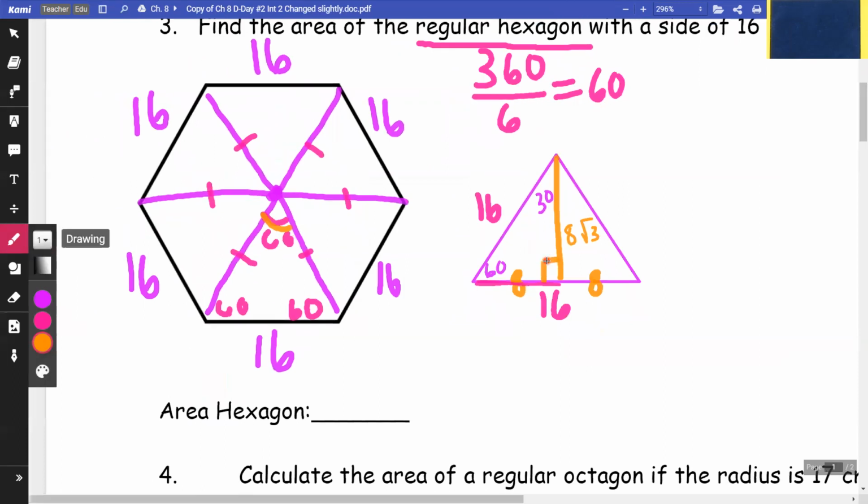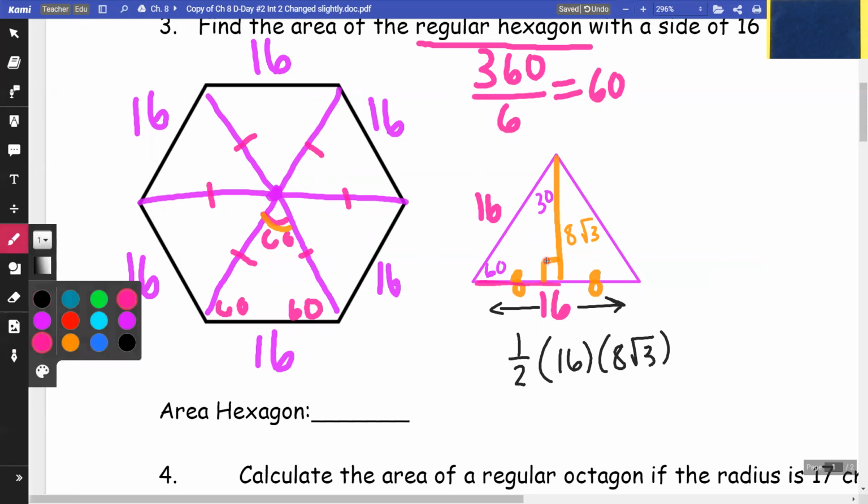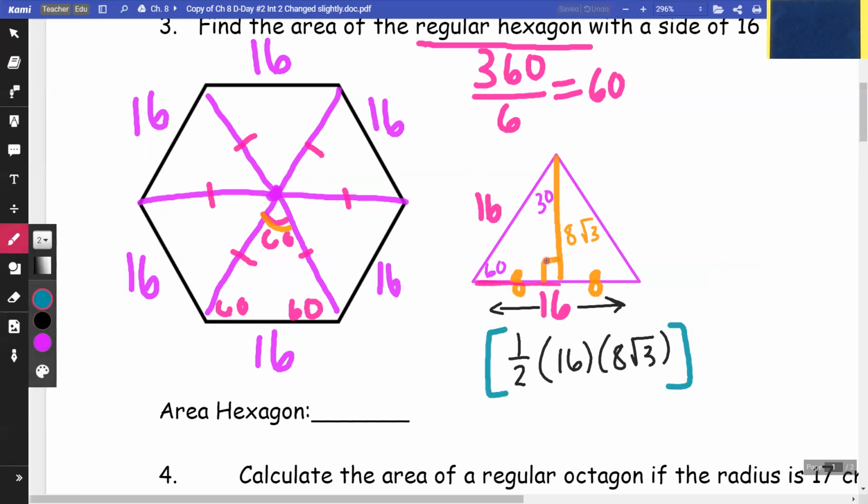So now when I'm trying to find the area of one of these triangles, I am going to take 1/2 times my base. And when I say base, we're talking about the whole thing across, which is 16, times my height, which is 8 root 3. This would be one triangle. I have 6 triangles. So I am going to multiply this whole entire answer, once I get it, by 6.